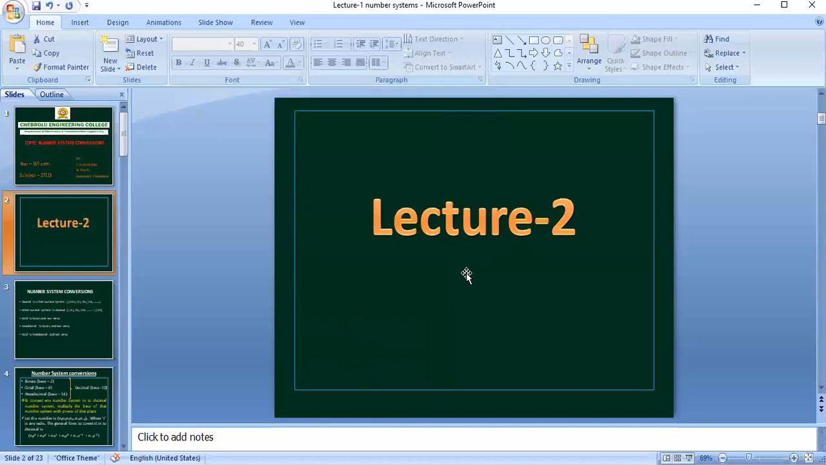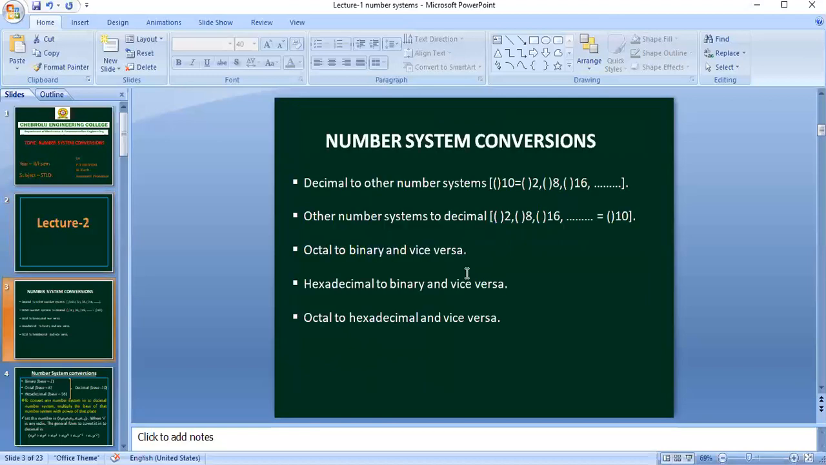So now I am going to explain to you about number system conversions. For better understanding, I am going to classify these number system conversions into 5 groups, so you can easily understand. The first classification is decimal to other number systems. How can we convert a decimal number into another number system?